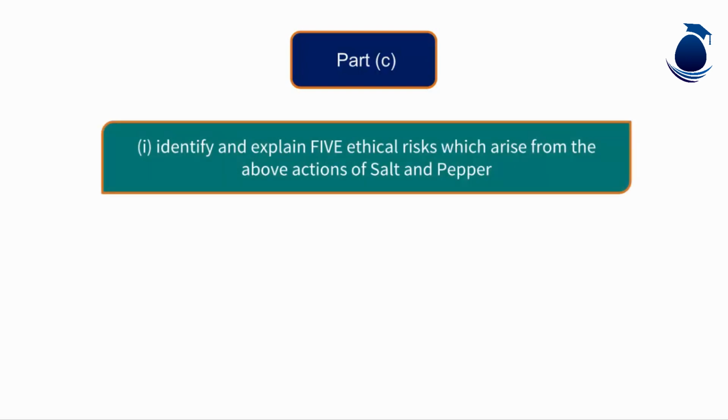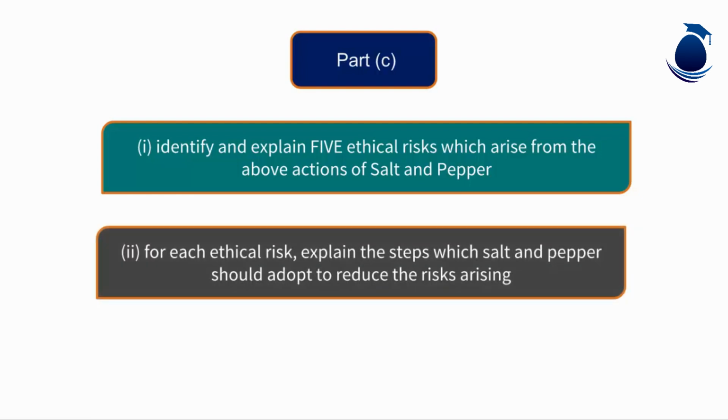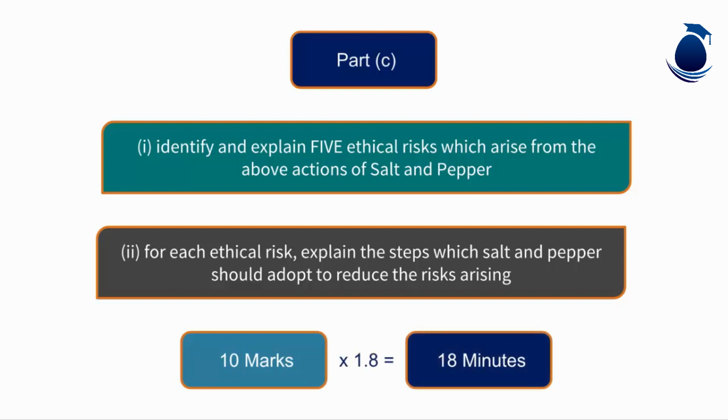Part C requires your skills to apply the knowledge from the scenario to your knowledge from the studies. It asks you for Part 1 to identify and explain 5 ethical risks, which arise from the above actions of Salt and Pepper. And for Part 2, for each ethical risk, explain the steps which Salt and Pepper should adopt to reduce the risks arising. This is a 10-mark question, and therefore no more than 18 minutes should be spent.